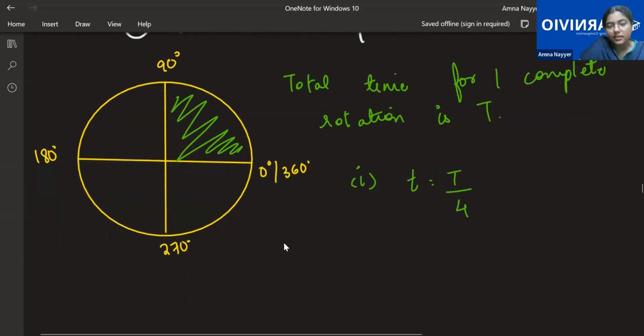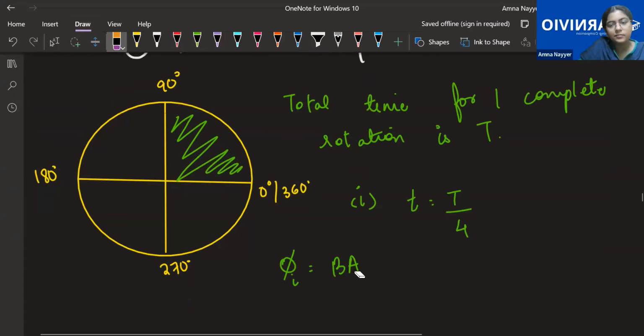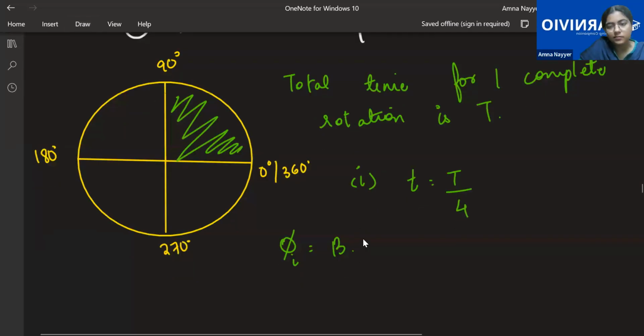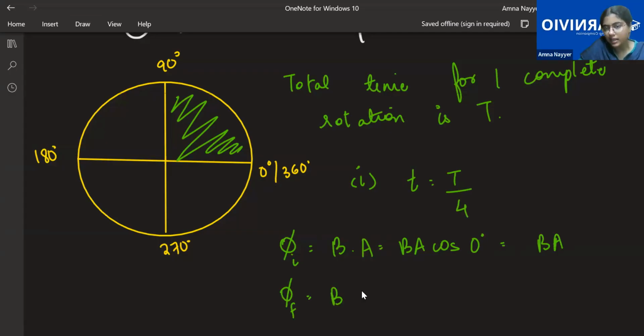Coming to the flux, the initial flux is B dot A, that is BA cos of the initial angle. The initial angle between the magnetic field and the area of the coil is 0 degree, so this becomes BA. The final flux will be B dot A again, BA cos 90, so this becomes 0.